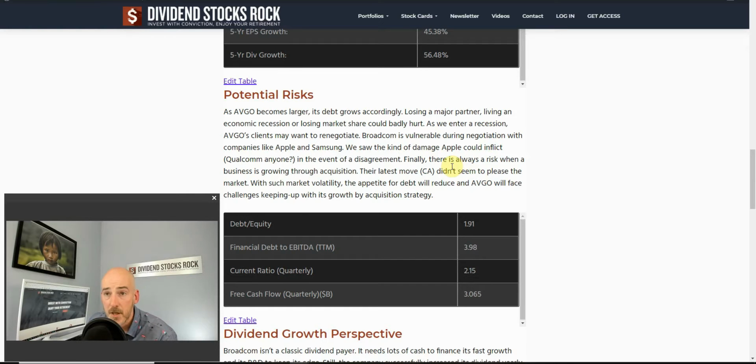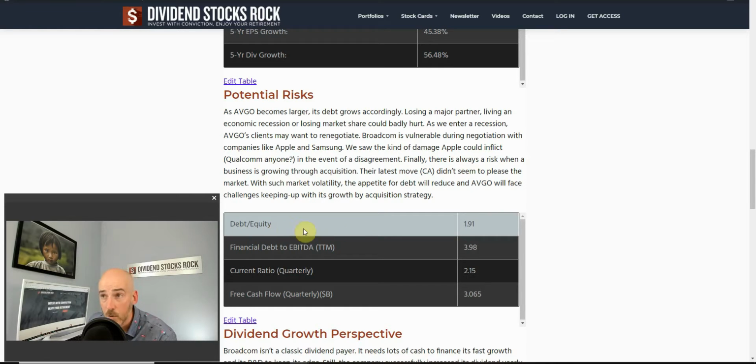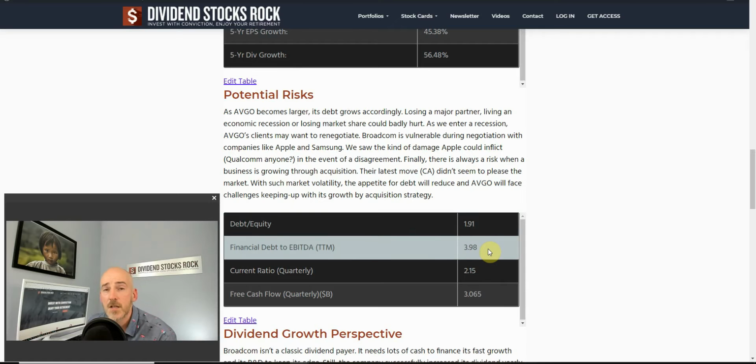Then you have a bunch of metrics. The first one is debt to equity. This tells you if the company is financing its projects and activities from debt or from equity. A high debt to equity ratio tells you that the company is using a lot of leverage to finance its activities. The higher the ratio, the more debt holder claims on assets there are, so it's a little bit more dangerous. Right now the company has twice the amount of debt for the amount of equity, which is kind of normal because they're doing a lot of acquisitions. The next one is financial debt to EBITDA.